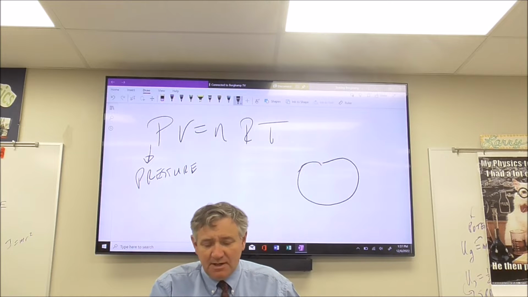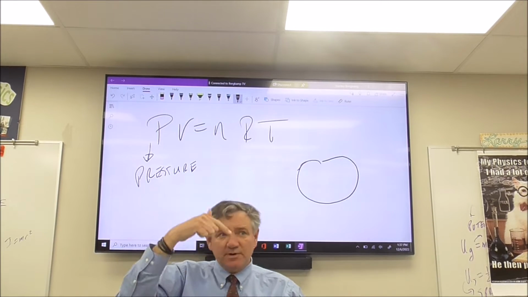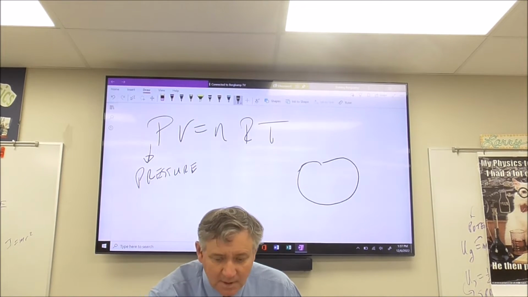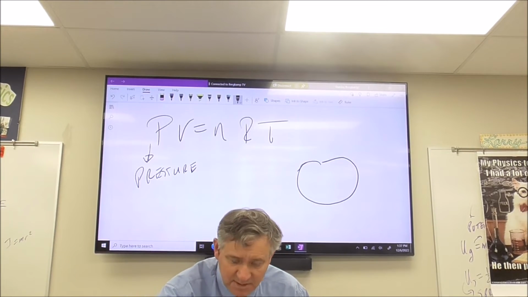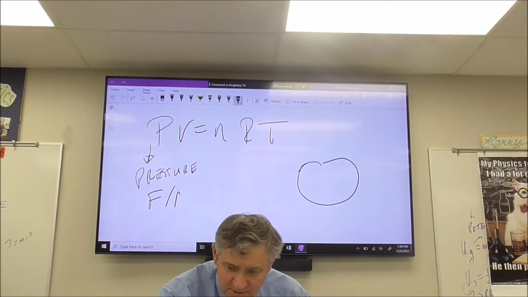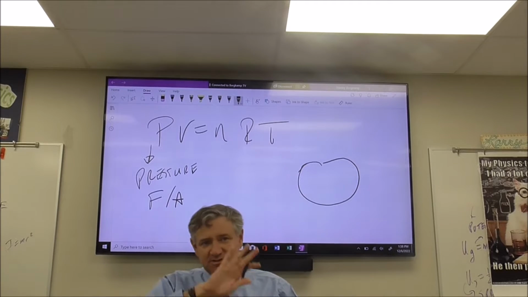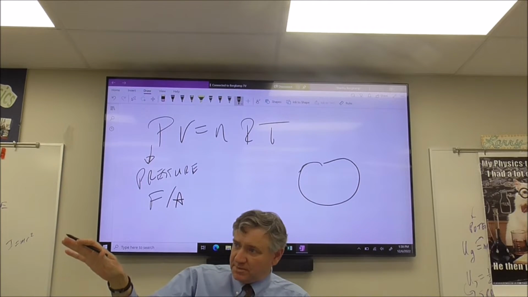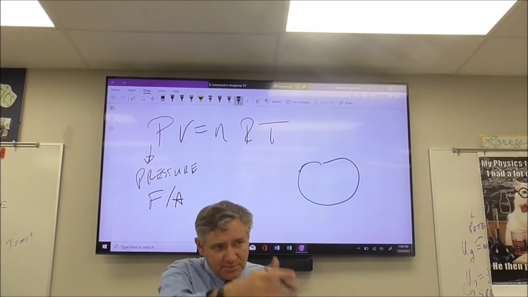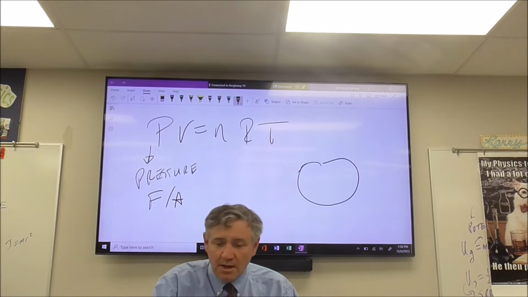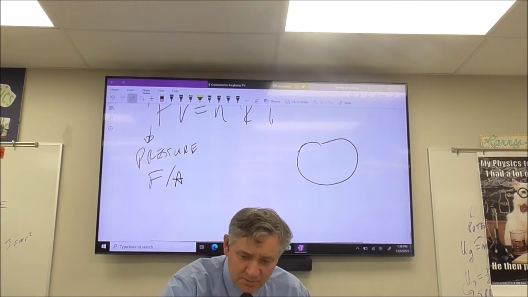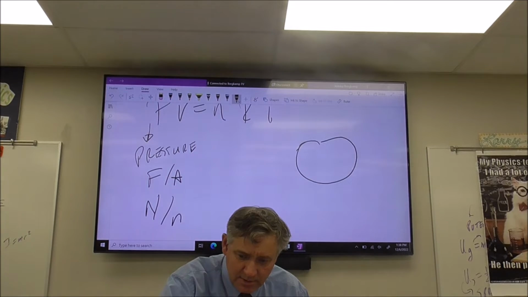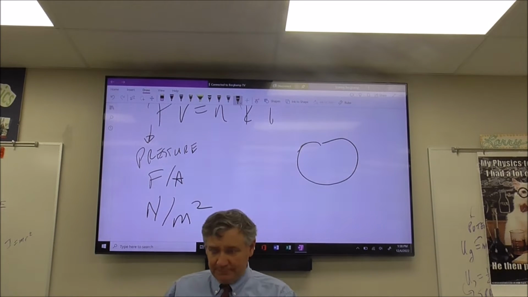This is a lot. Now, to make the units work out in the physics class, pressure, in a general sense, is force per unit of area. That's a generic way to look at pressure. It's pounds per square inch, okay? Now, in physics, we use newtons per square meter, okay?